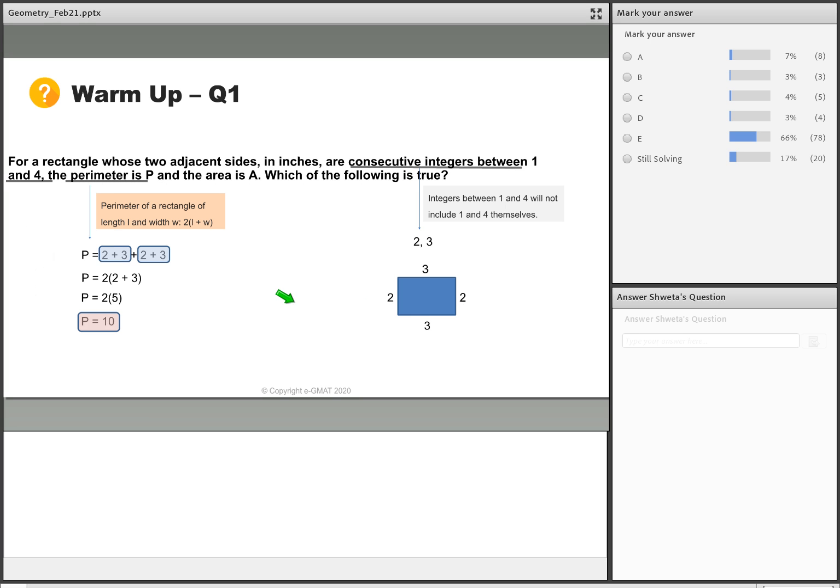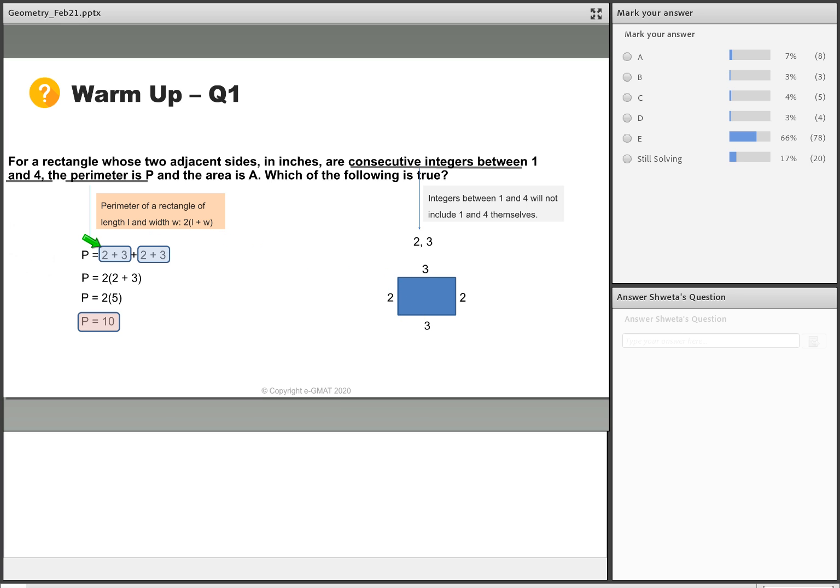Let's find out the perimeter first. Now what is perimeter? Perimeter of a rectangle whose length is L and whose width is W is going to be 2 times (L plus W). It really is nothing but the sum of all the sides. So it's the length of the entire boundary.